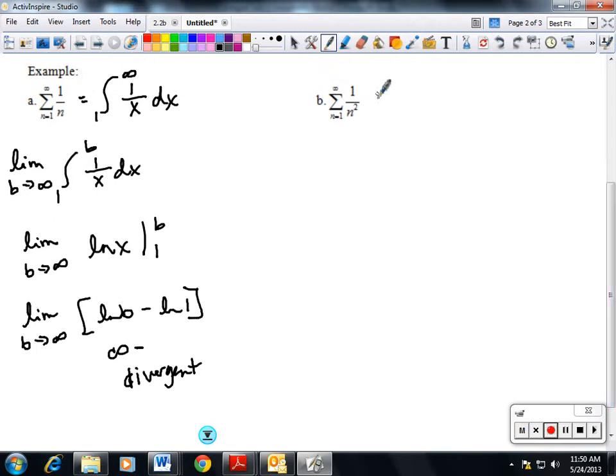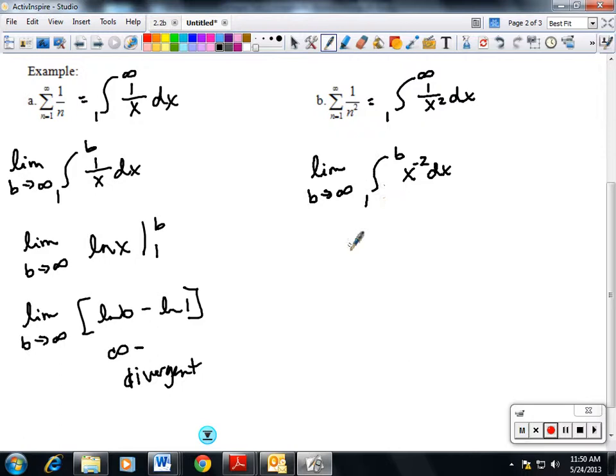Okay, I'm going to do the integral from 1 to infinity of 1 over x squared dx. Well, that's the same as the limit, so again it's an improper integral, as b goes to infinity of the integral from 1 to b of x to the negative 2 dx. So if I integrate this, I add 1 to the exponent and divide by that, so I would have negative x to the negative 1 from 1 to b, and it's the limit as b goes to infinity. So that is negative 1 over b minus negative 1 over 1, the limit as b goes to infinity.